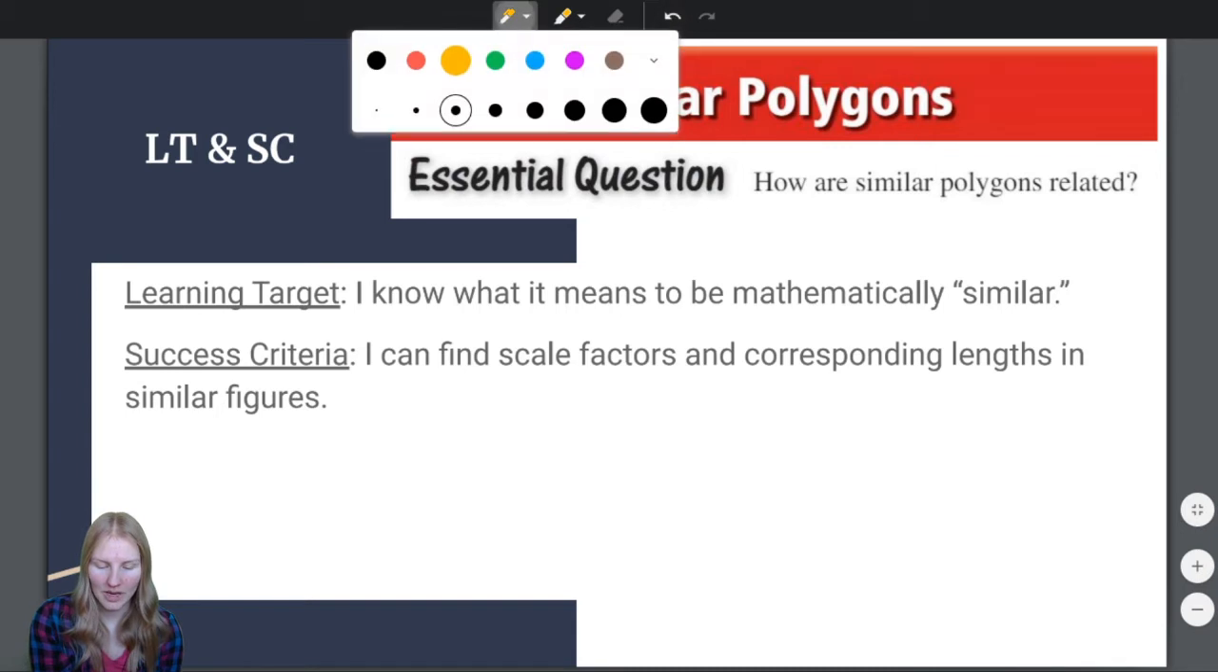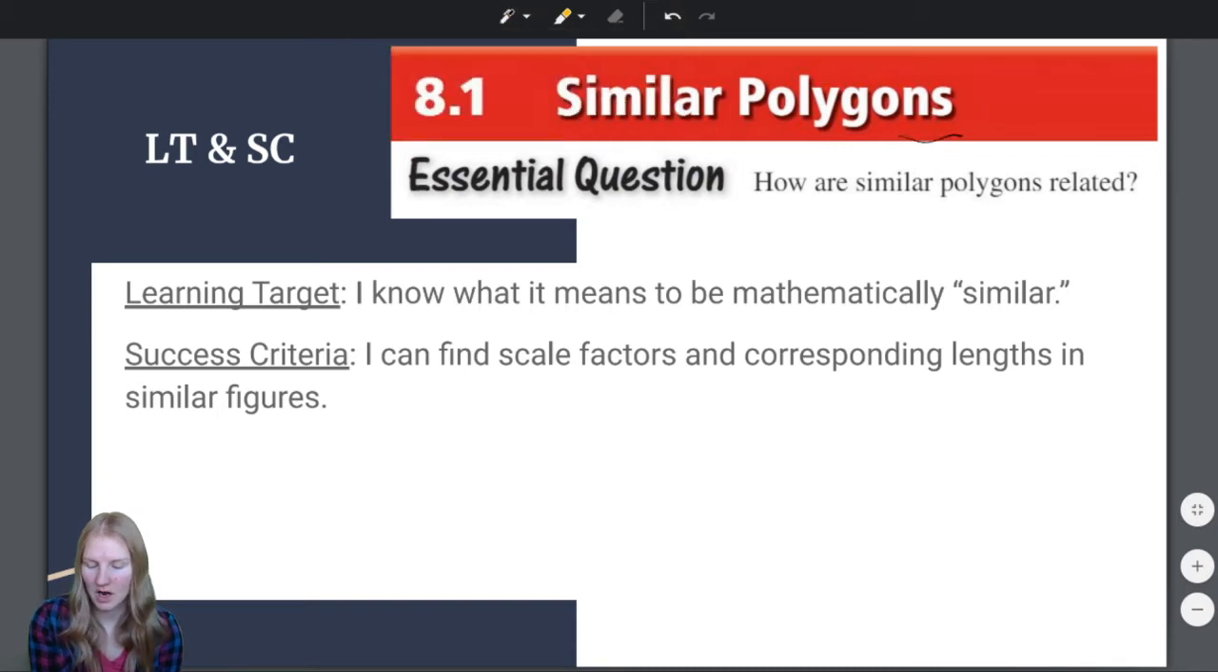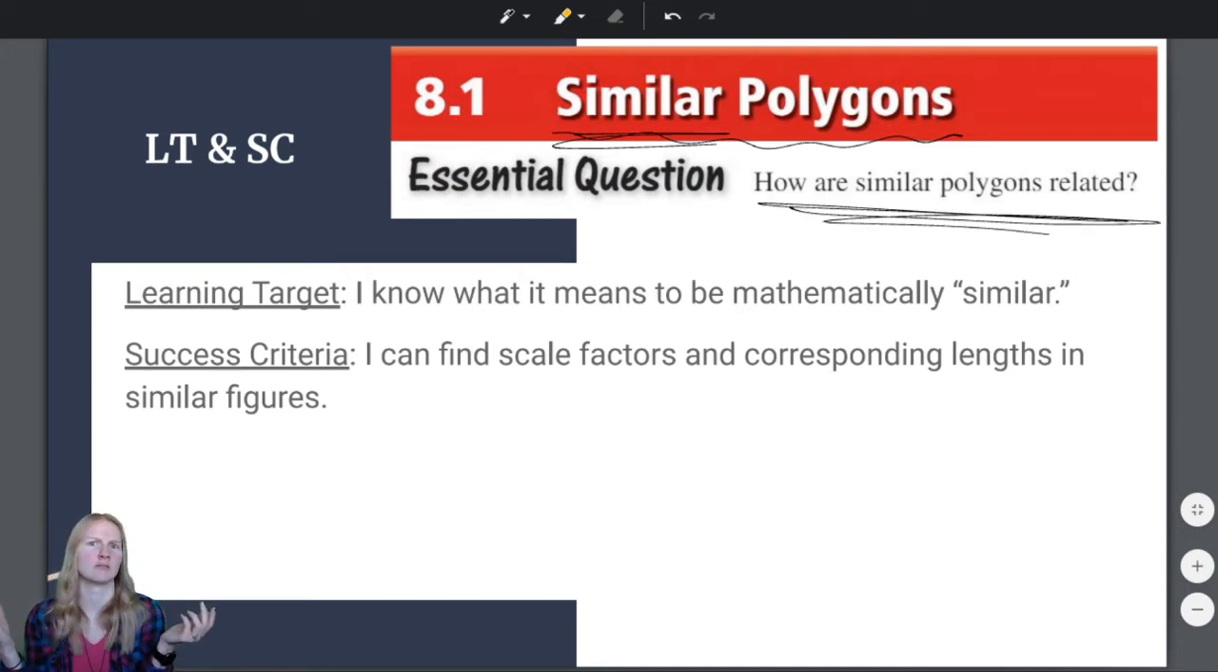8.1 is all about similar polygons. You remember what a polygon is? It's a closed figure with lots of sides. So we're going to talk about polygons that are similar. Same shape, different size. So the essential question: how are similar polygons related? What's the same about them? What's different about them?